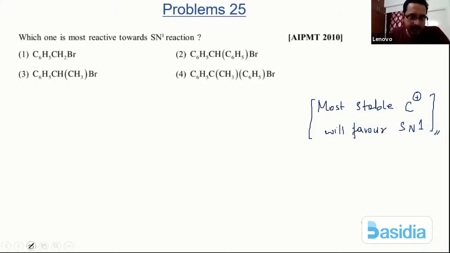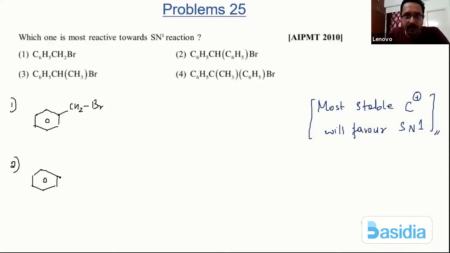Now, if I want to write these structures properly, this is my first structure: C6H5CH2Br. So there is a benzene ring, then you have a CH2 and a Br. Please write down these things properly, okay? Then if you go for the second option, we still see there is a benzene ring, but to this benzene ring, you have a CH. Apart from that, it is attached with another benzene ring. Check the structure, it's again C6H5 there. And here we are having the Br, correct?